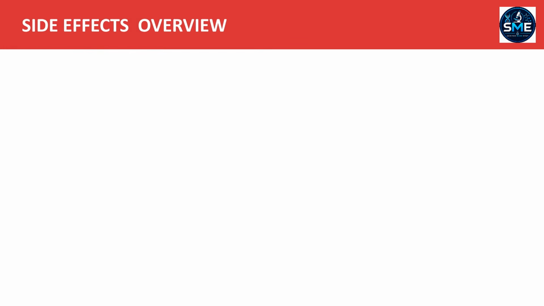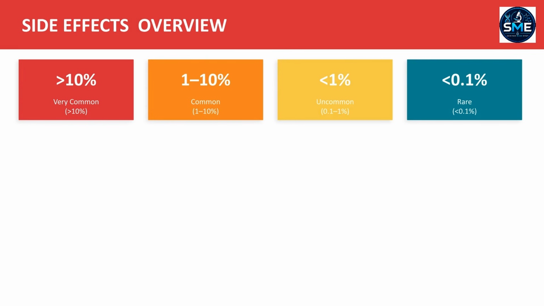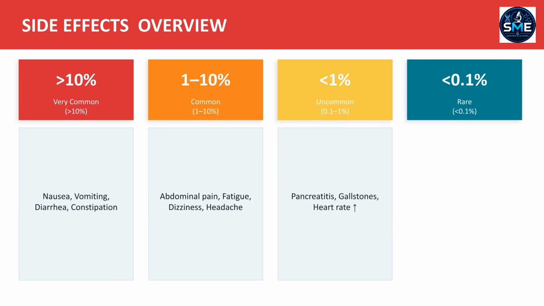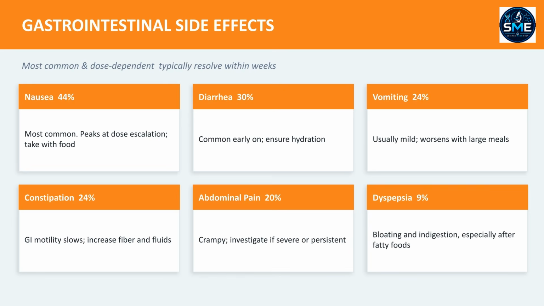The side effects of Ozempic range in frequency. Very common side effects, occurring in over 10% of patients, include nausea, vomiting, diarrhea, and constipation. Rare but serious risks, less than 0.1%, include thyroid C-cell tumors and renal impairment. Gastrointestinal side effects are the most common and dose-dependent, typically resolving within weeks.